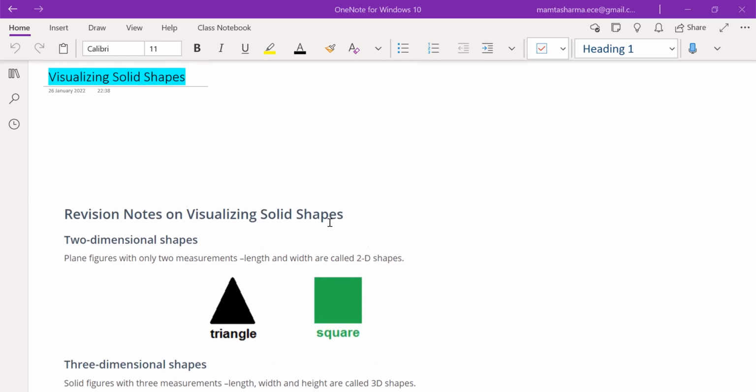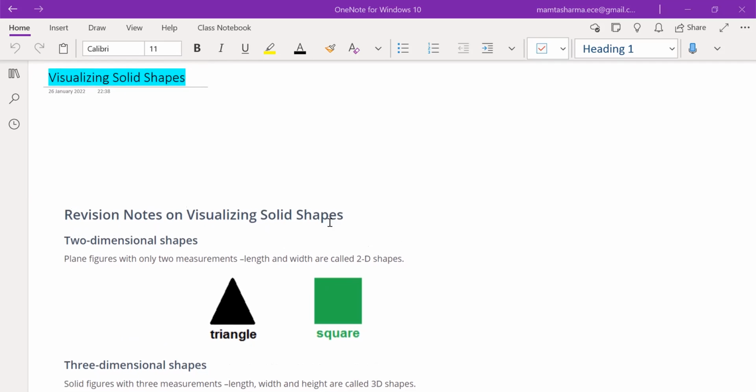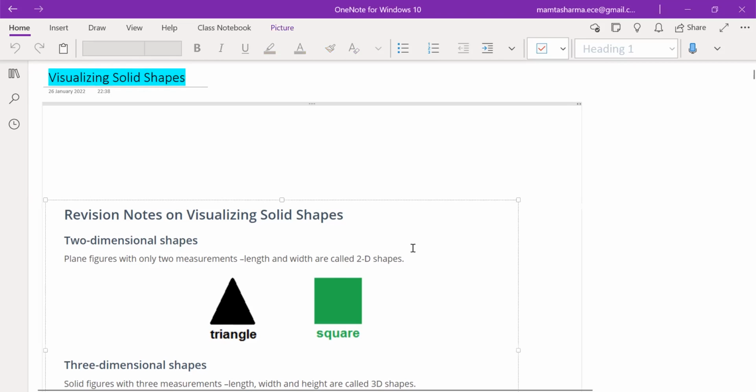So now tell me, what are solid shapes? A 3D figure which has a base and a height. Yes.